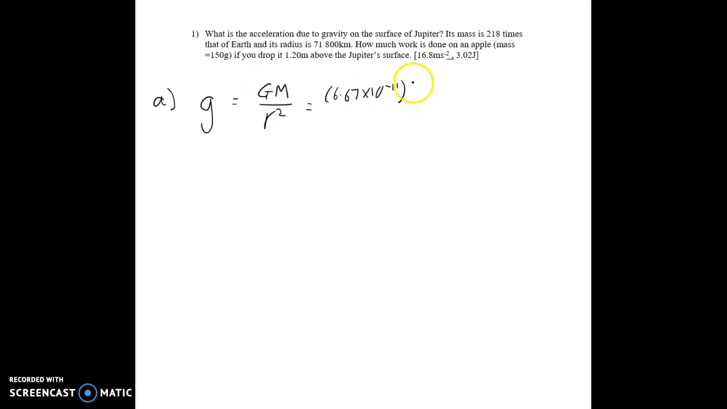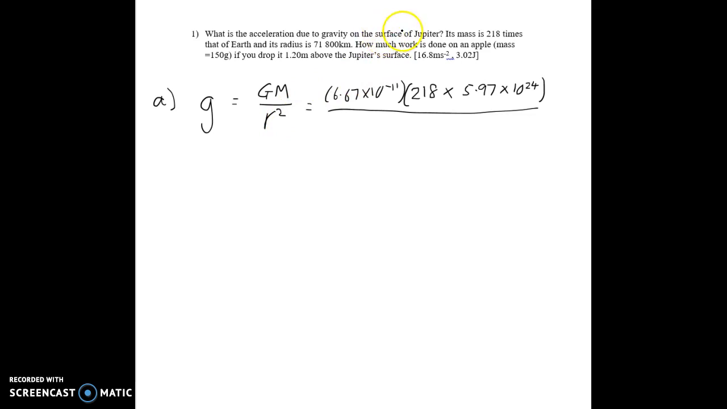And the mass here, we are talking about the mass of Jupiter, 218 times that of the Earth. So you have to find the mass of the Earth. This one, also, you can find in the formula booklet. 5.97 times 10 to the power of 24 kilograms. So you have to multiply by 218 and then divide by the r. r here is the distance from the center to the surface.